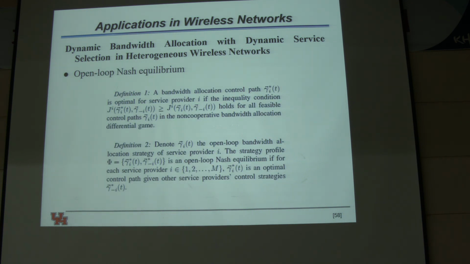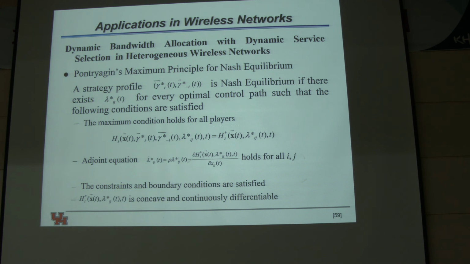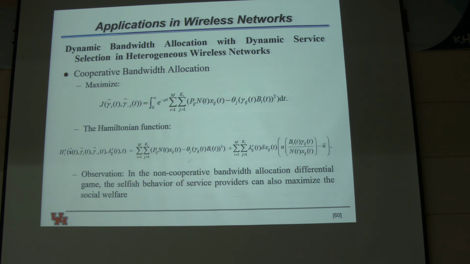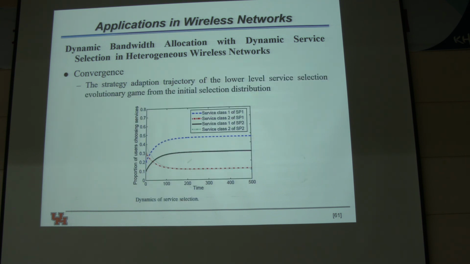And then they have open loop and closed loop Nash equilibrium, which I think I defined before. Finally, they use this Hamilton maximum principle to solve the above problem, and this is a Hamilton function. And finally, you'll see that it can converge. For the dynamics, starting from this one, they converge to the steady state.